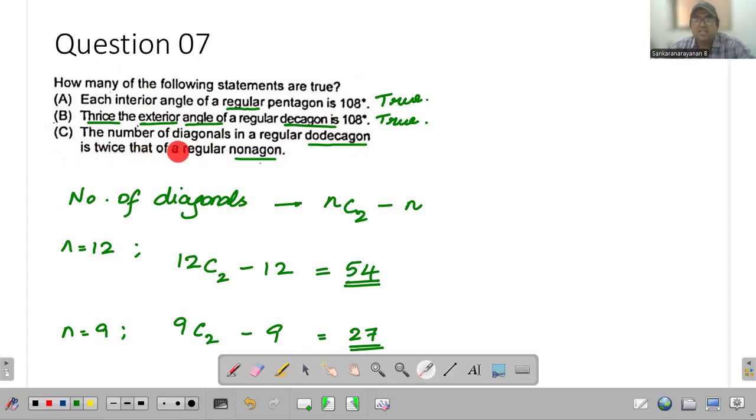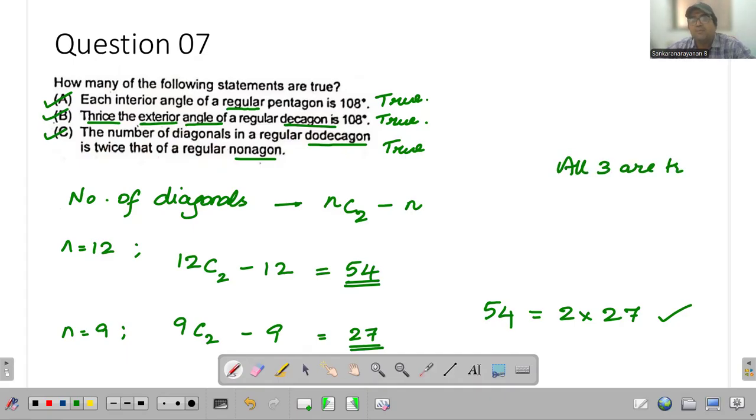54 is twice that of 27. You can see that 54 is equal to 2 times 27. The condition mentioned in the third point is also true. So we can see that A is true, B is true, C is also true. We can say all three statements are true. Okay, so that's for question number 7.